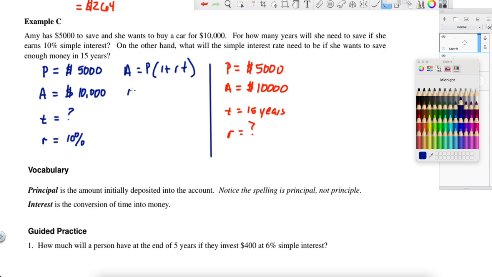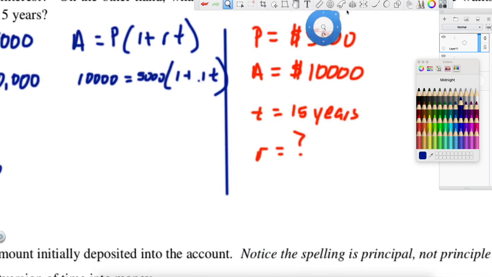We've got 10,000 equals 5,000 times 1 plus 0.1t. All right, kind of crammed my space here a little bit. Okay, so 10% written as a decimal is 0.1. So we're going to solve for t here. We're looking for t.